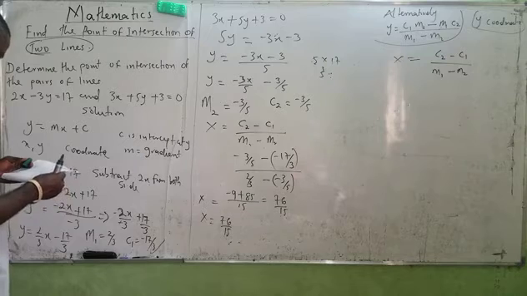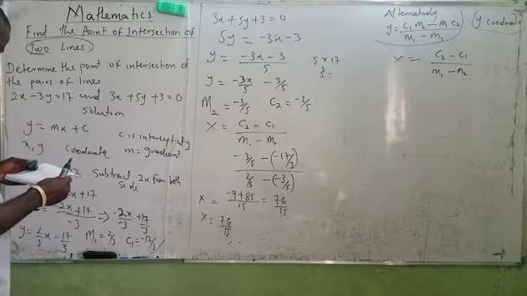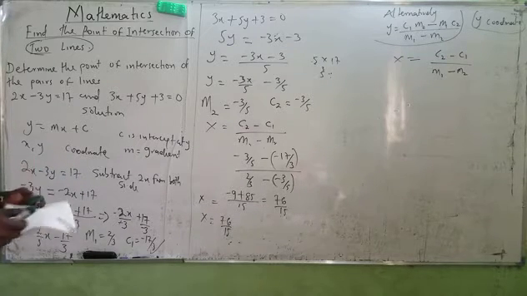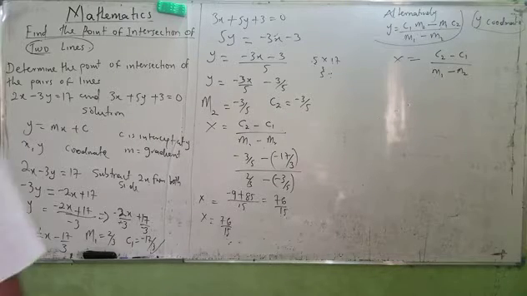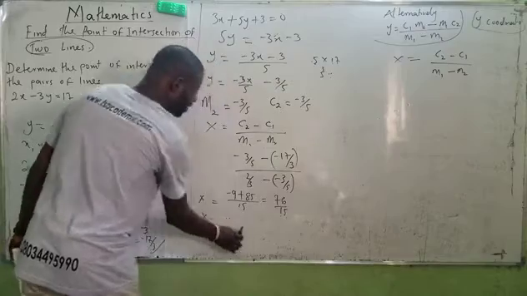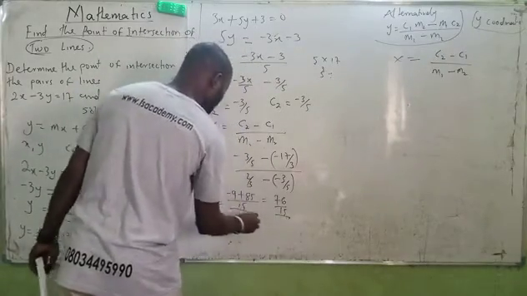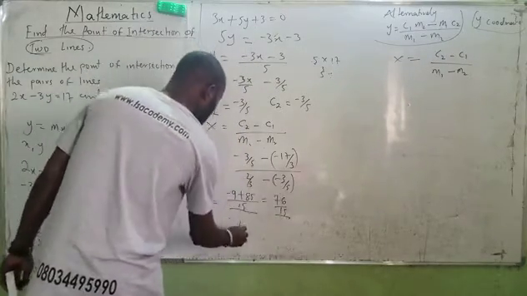This is 76. Oh, sorry, I made a mistake somewhere. Okay, we have 76 divides, this one also will be 15.